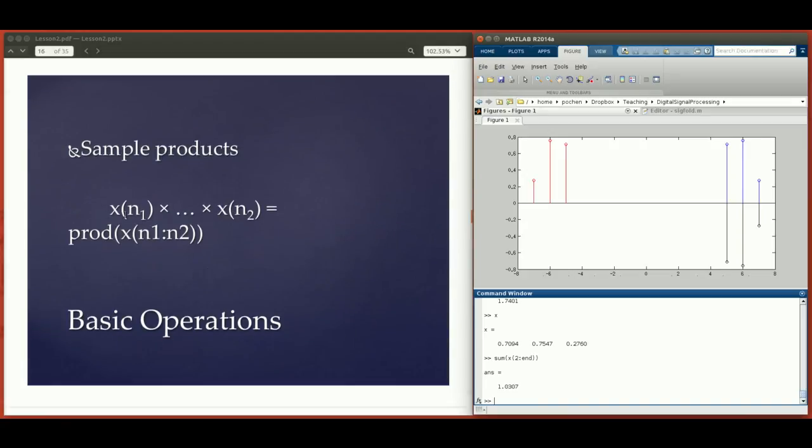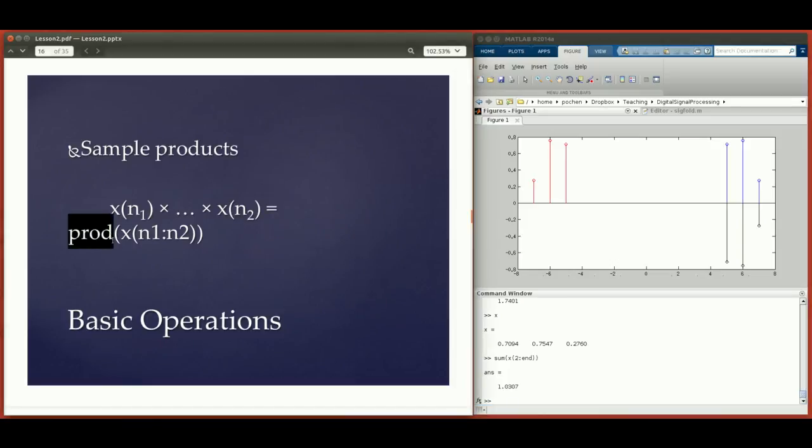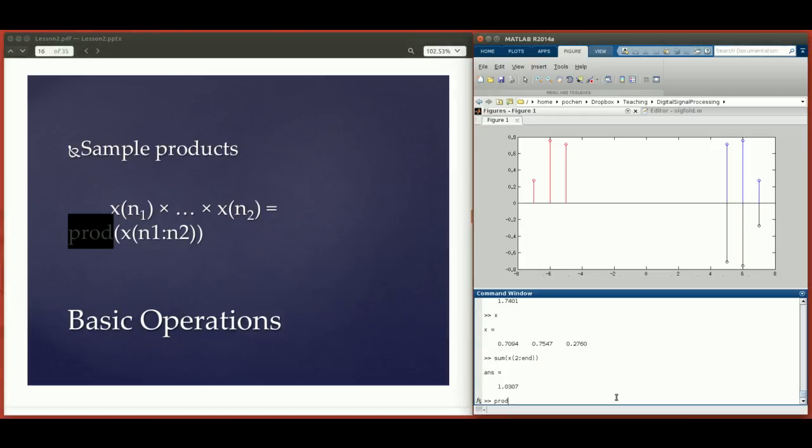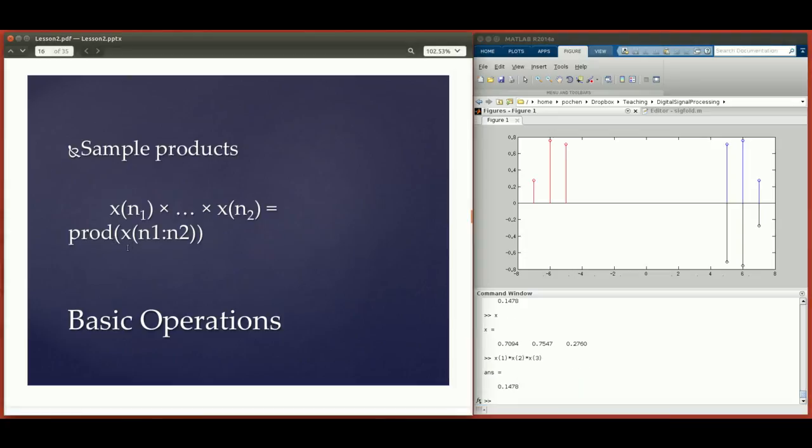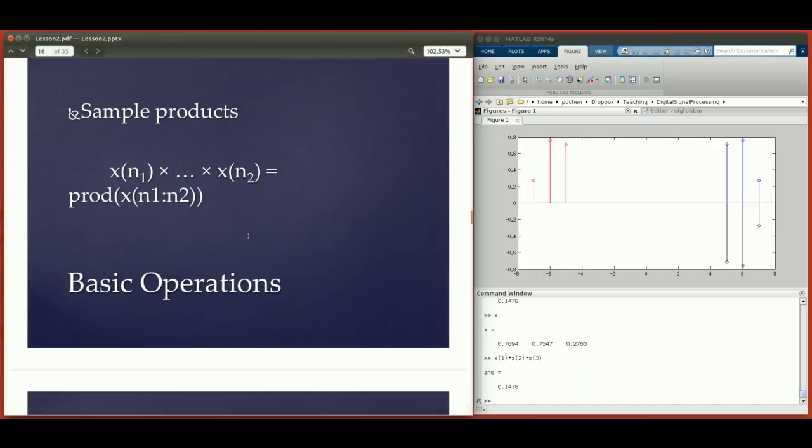And if you want to multiply all the elements together inside a vector, you can use the PROD product function inside of Matlab. So if you do the PROD function on x, it's going to multiply the three elements inside of x together. If you don't believe me, it's x1 times x2 times x3, right? It's exactly the same. So this PROD function allows you to multiply all the elements inside of a vector, inside of a signal, together.